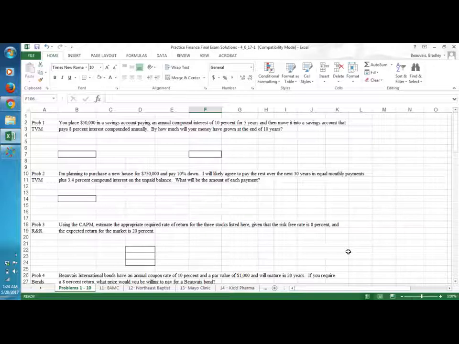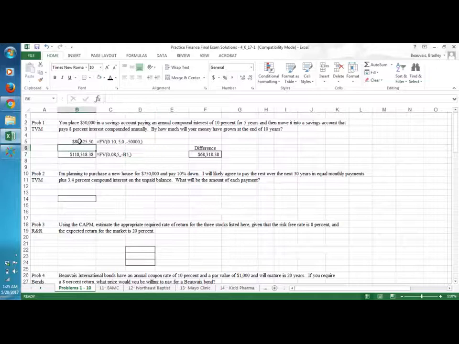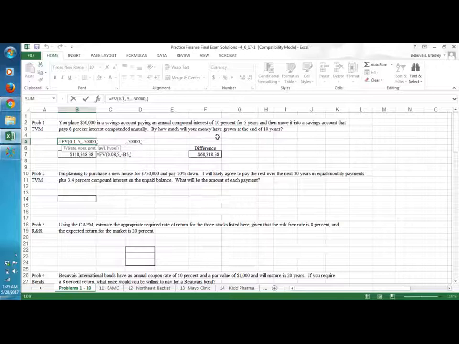So first and foremost, problem number one. It's a time value of money problem, talking about putting $50,000 in a savings account at an annual compound interest of 10% for 5 years, and then moving that dollar amount over to another account that pays interest compounded annually at 8%, with the basic question, how much will your money have grown at the end of 10 years? So in this case, of course, we have this initial $50,000 amount. I'll unhide these things, right? With this in mind, this is simply a future value problem, where we have our 10% here.